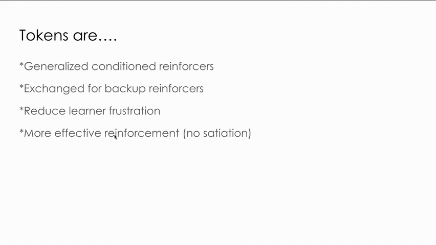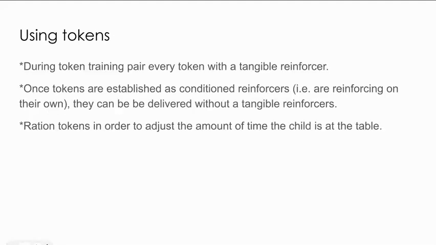So when you use tokens during token training, what you want to start with is pairing every token with a tangible reinforcer. So again, going back to that schedule of reinforcement, that is what's considered continuous reinforcement. So every time they engage in the target behavior, you are providing a token. Once tokens are established as conditioned reinforcers, for example, are reinforcing on their own, they can be delivered without a tangible reinforcer eventually. So ration tokens in order to adjust the amount of time the child is at the table.